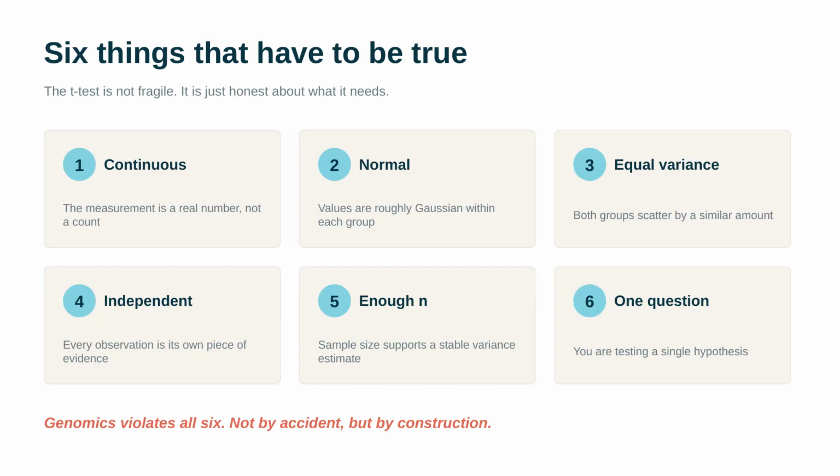For that ratio to mean anything, 6 things have to be true. The measurement is continuous. The values are roughly normal within each group. The 2 groups have similar variance. Every observation is independent. The sample size is large enough to estimate the variance. And you are asking 1 question, not many. 6 assumptions. Genomics data violates every single one. Not sometimes. Structurally, by construction, all 6. That is what the rest of this video is. 6 failures in order.